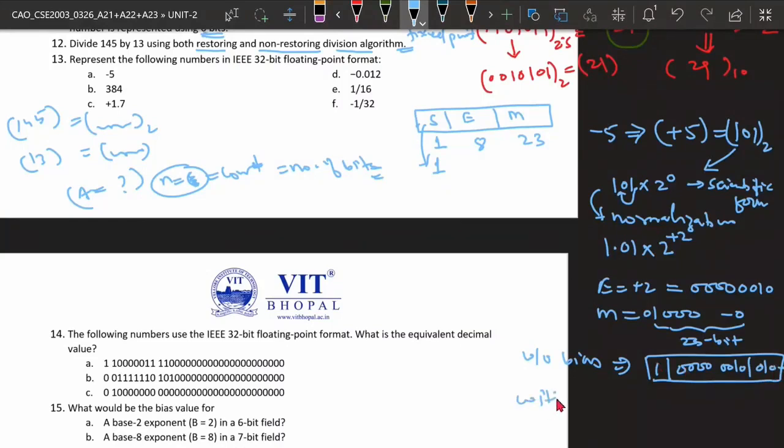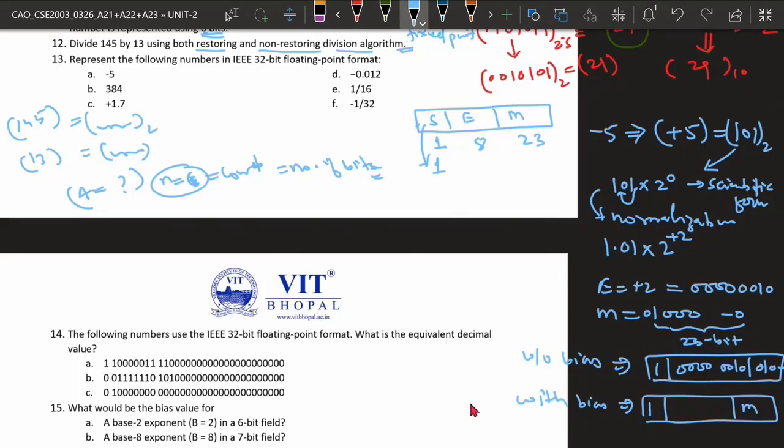If we want it with bias, what will be the changes? Only the value of this exponent will be changing with bias. The sign bit will be the same. The Mantissa will be the same. The exponent value, exponent was 2.